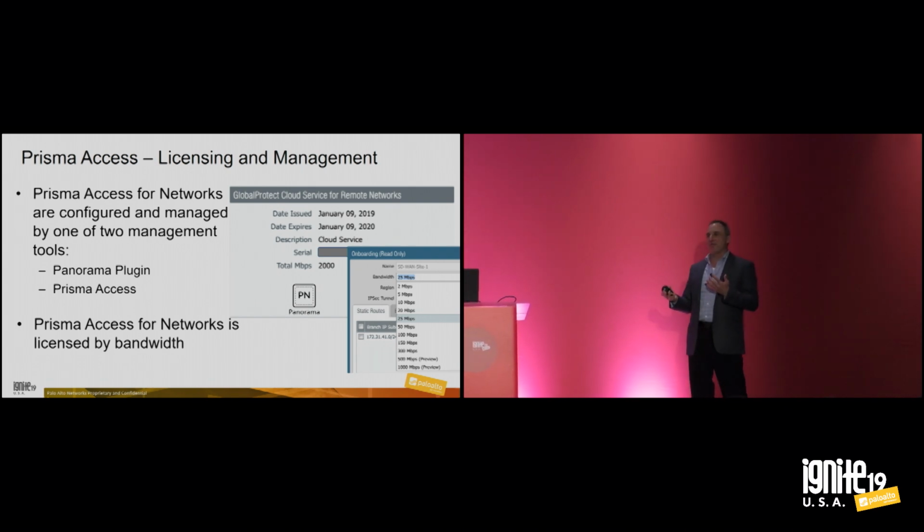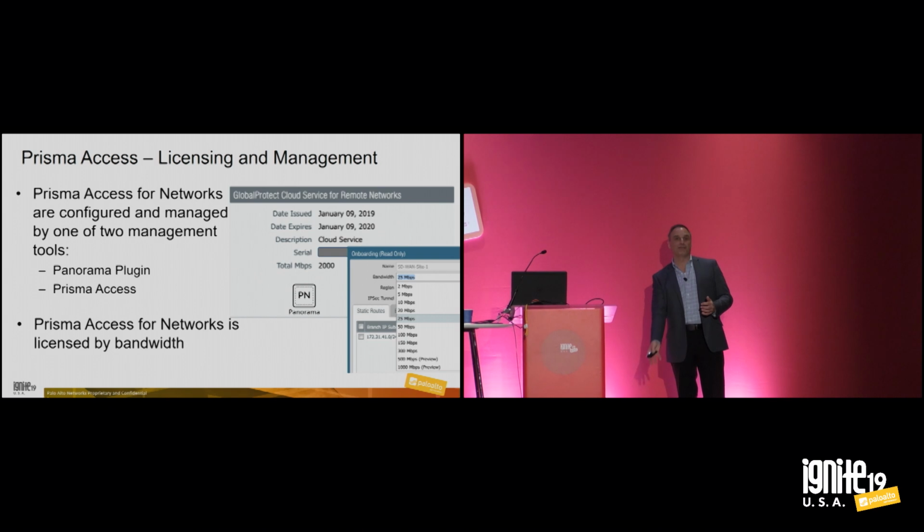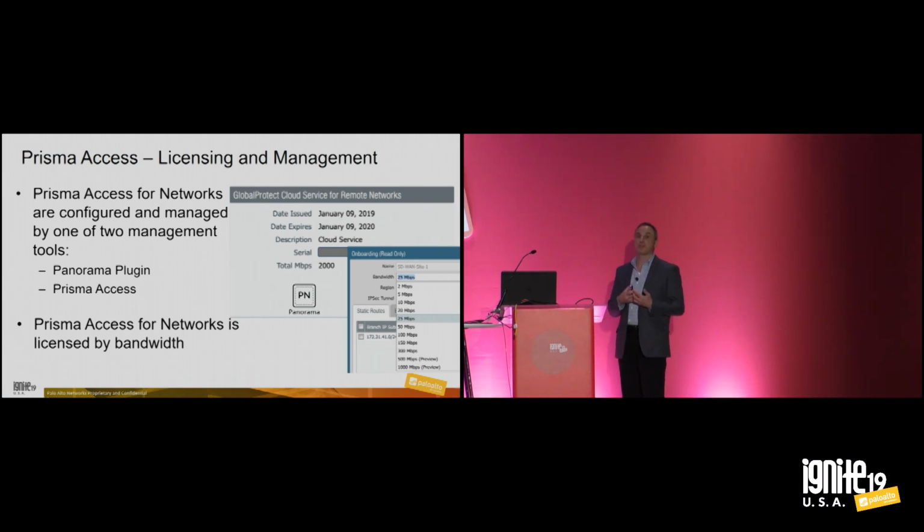But let's say you have 100 coming down, but you only have 50 going up. Well, then I would just license it for 50 megabits per second, right? Because that's what's coming to the Prisma Access. And once again, this is not QoS.